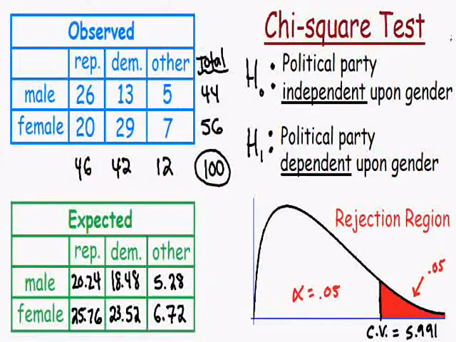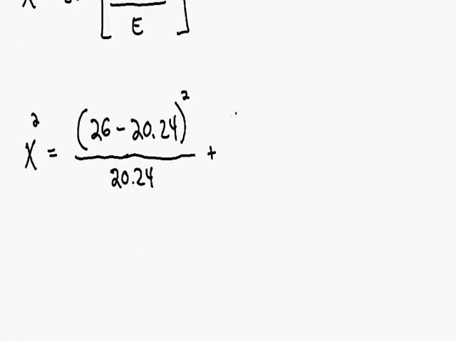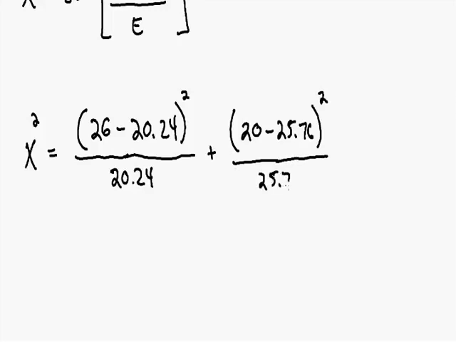Now we'll do the female Republicans. We observe that there were 20 female Republicans, and the expected value was 25.76. So we're going to use these two values and plug them into our formula. We observed 20 female Republicans, and we subtract the expected value, which was 25.76. This is all being squared, and we divide it by the expected value, which is also 25.76. So I think you get the idea by now. You take the observed value, subtract the expected value, square it, and this is all divided by the expected value. To save a little bit of time, I'm going to do the remaining 4 values all at once.